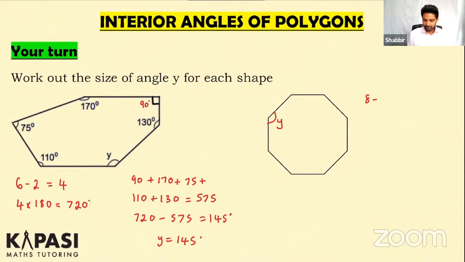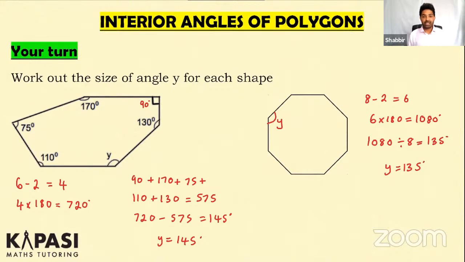So we would start by working out what they all add up to. 8 take away 2 is 6. 6 times 180 degrees is 1080. That's the total, the sum of the interior angles. We only want one of them. And this time we're going to divide it by 8 because there are 8 angles and all of them are the same. So 1080 divided by 8 tells us one of them, which is 135 degrees. Y equals 135 degrees. Did you get it right? Well done if you did.